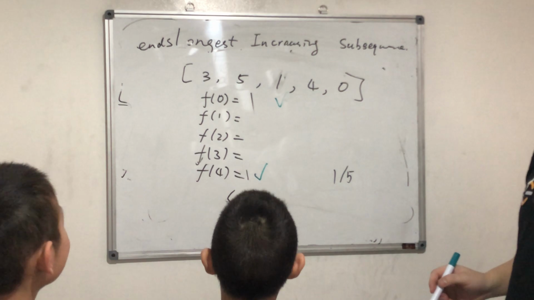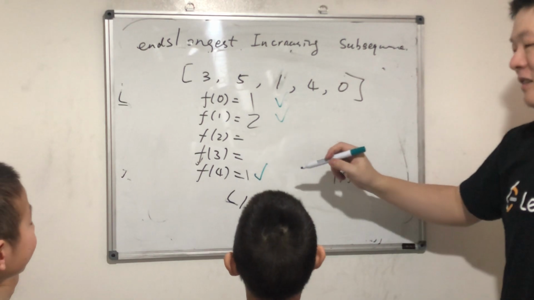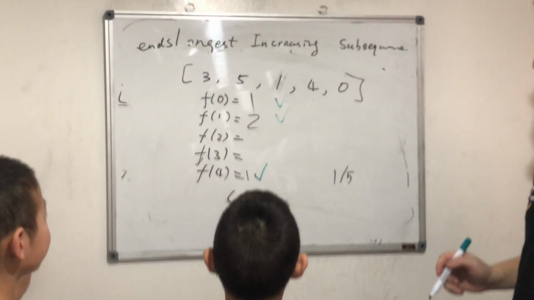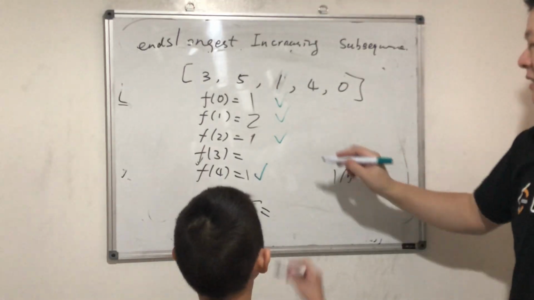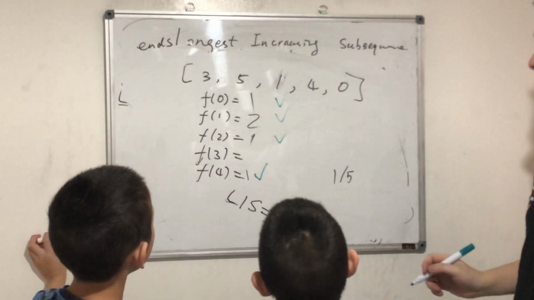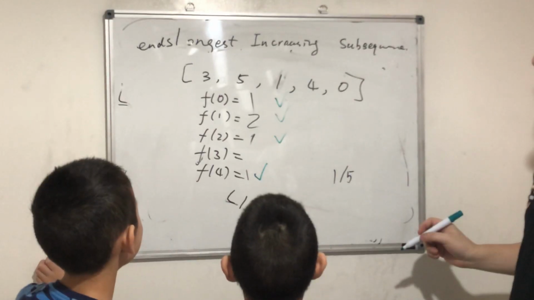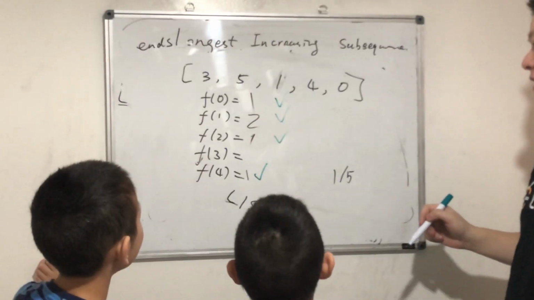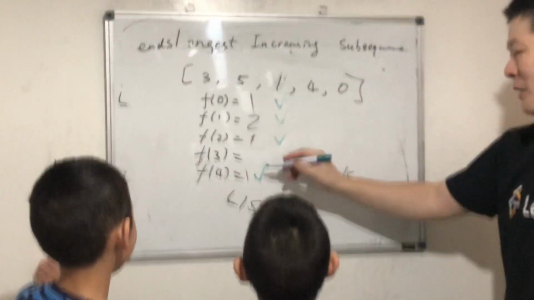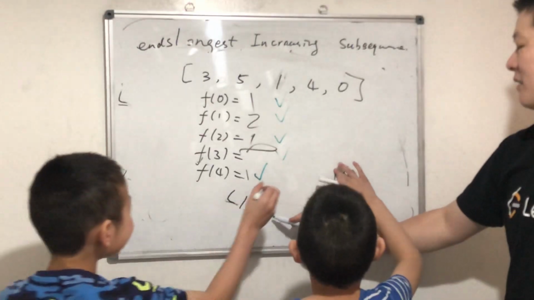F1. 2. Write it. Why is it 2? Because 3, 5. Okay, and this one? 1. Yeah, write it. Why is it 1? Because of this one. You can't find anything that connects with, ends with number 1. Okay, F3? I think it's 2. Ends with number 4. 1, 3. No, you can't go backwards. I think it's 2. Yeah, be confident. Write a 2. Okay, so what's the longest subsequence here?